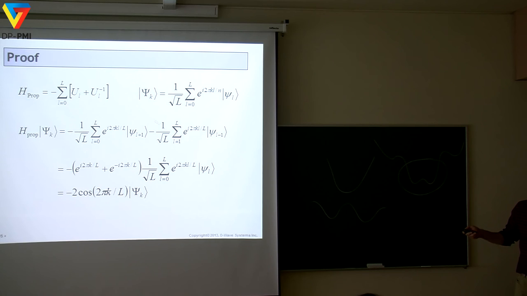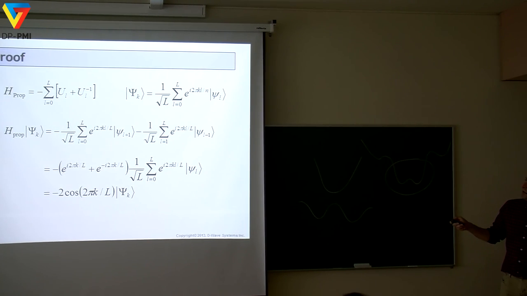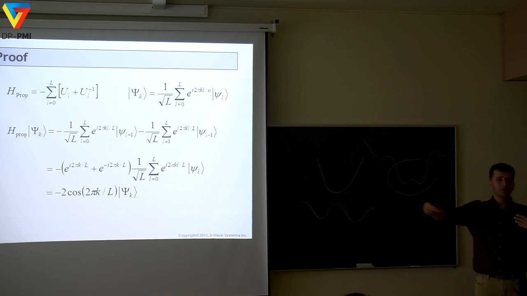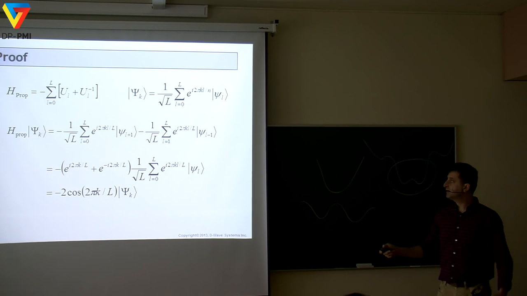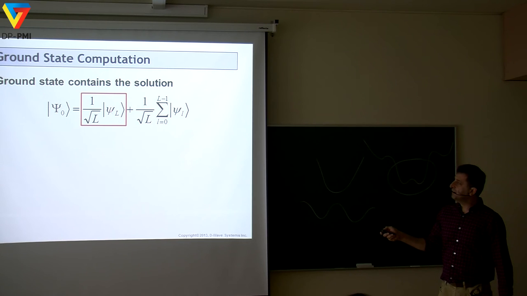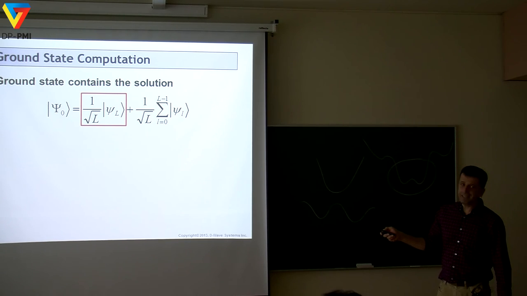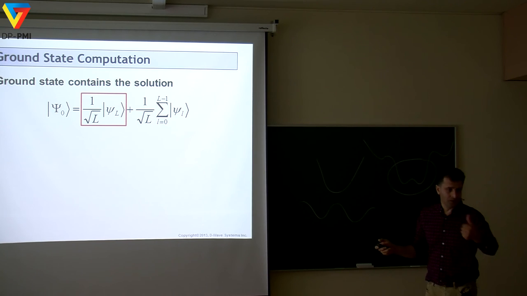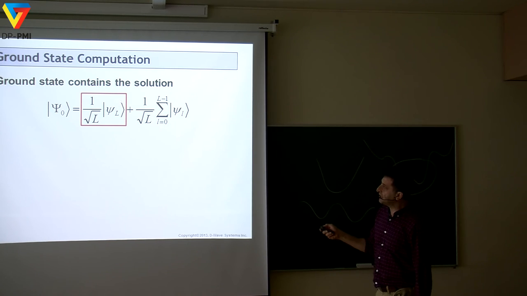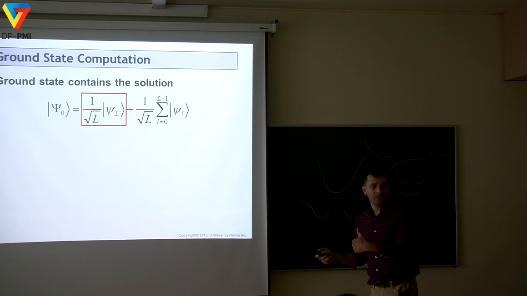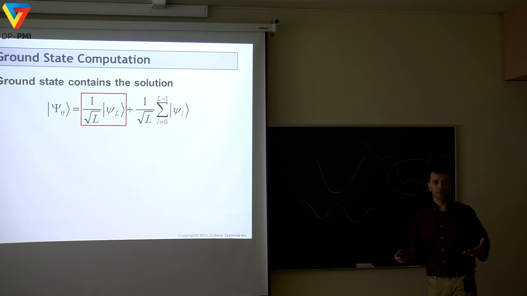So this is the eigenstate. If k is equal to 0, I get just a uniform superposition of all of these psi L's, the uniform superposition of all these history states. I'm separating the final state from the rest, but again, this is a uniform superposition. But you see, now I have an answer. This is the solution I want. I have my solution as one term in the superposition, and that's enough for me.